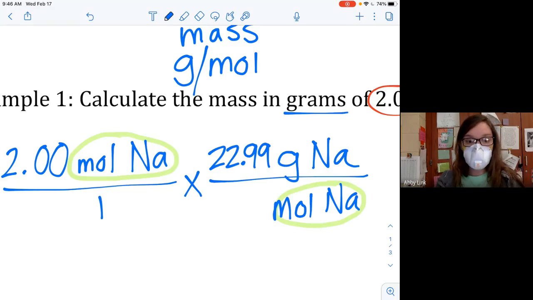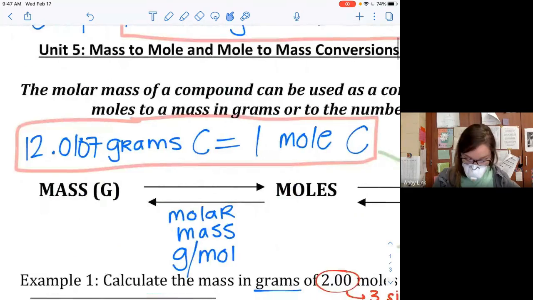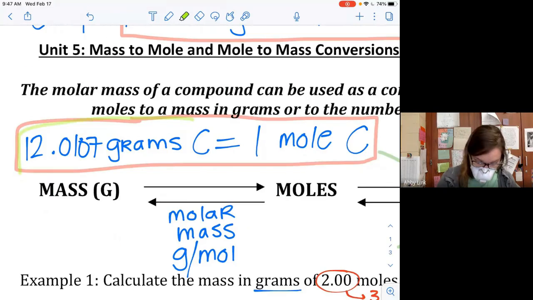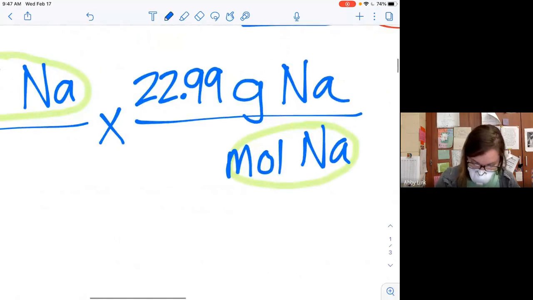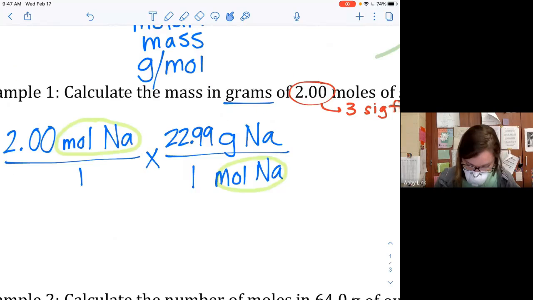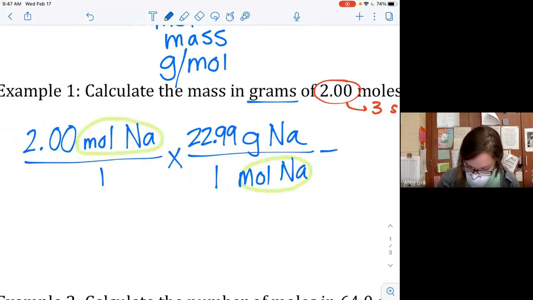Okay, now you tell me, what is 22.99 grams of sodium equal to in terms of moles of sodium? How many moles is 22.99 grams of sodium equal to? Think about this. 1 mole. Yes, exactly. All right, we have set this problem up. We are ready to calculate, okay?